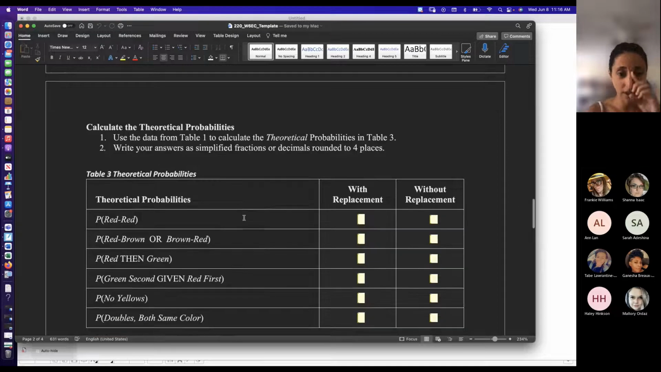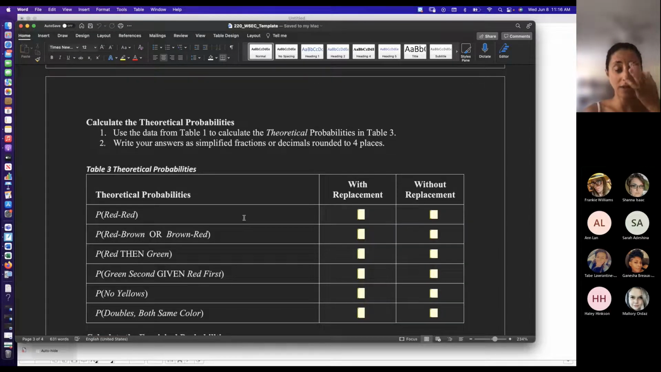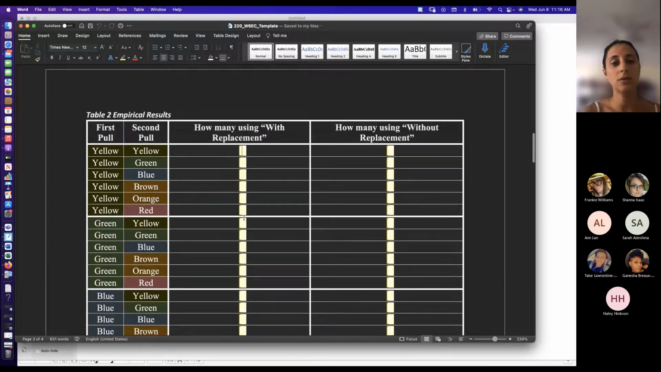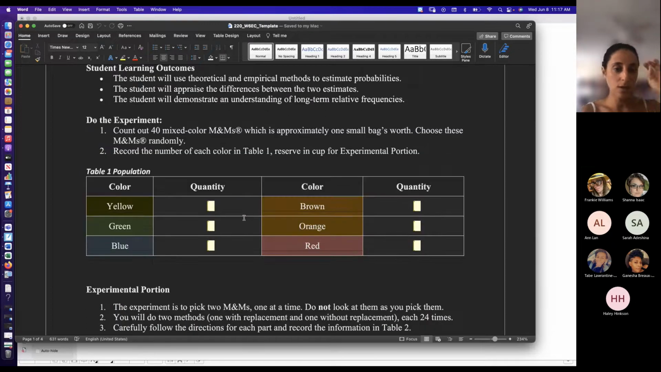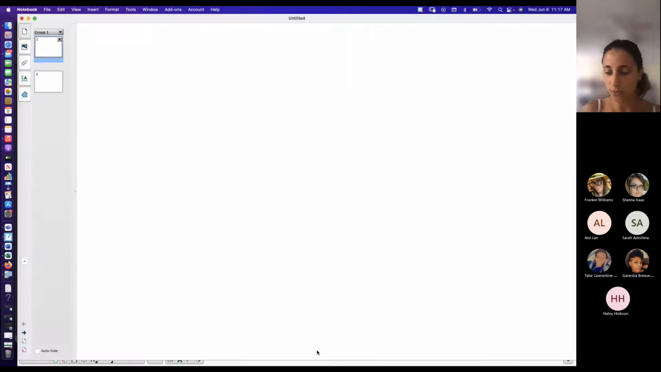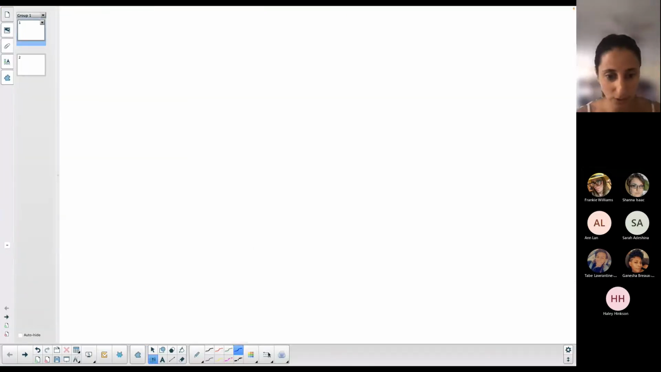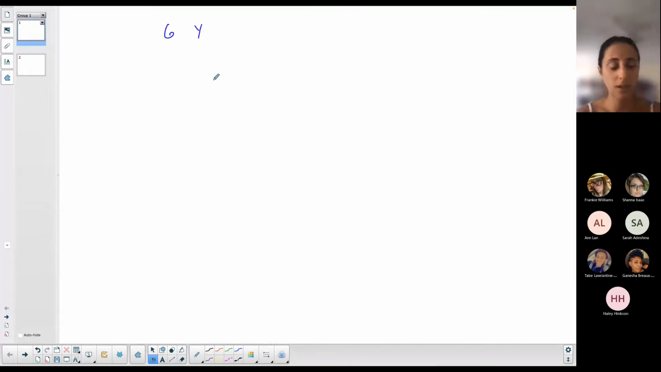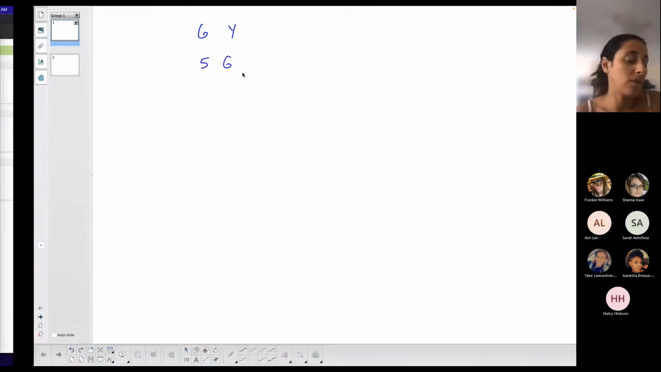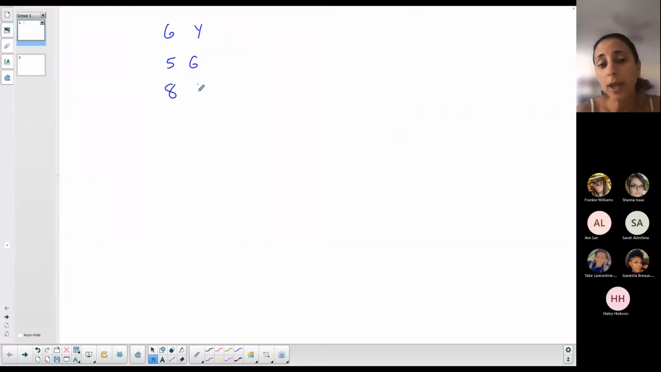But now here, these are the theoretical probabilities. Use the data from table 1 to calculate the theoretical probabilities in table 3. Write your answers in simplified fractions. So this is table 1. Okay, I might make something up here. I'm going to show you something because this is going to help you with overall probability anyway. Let's assume I make it up, like 6 yellow M&Ms. What other colors? I don't know. 5 green M&Ms. I like blue. Let's go 8 blue.